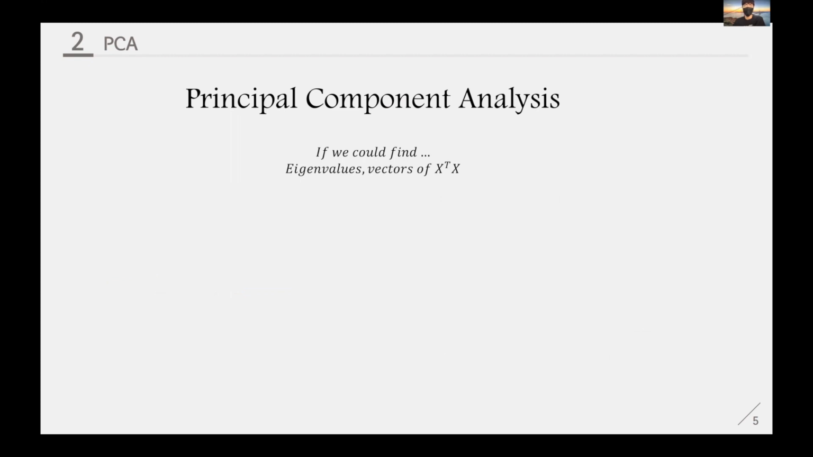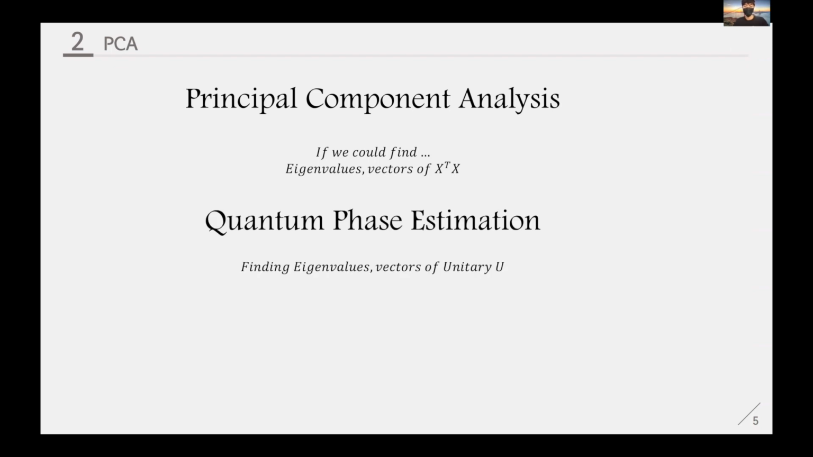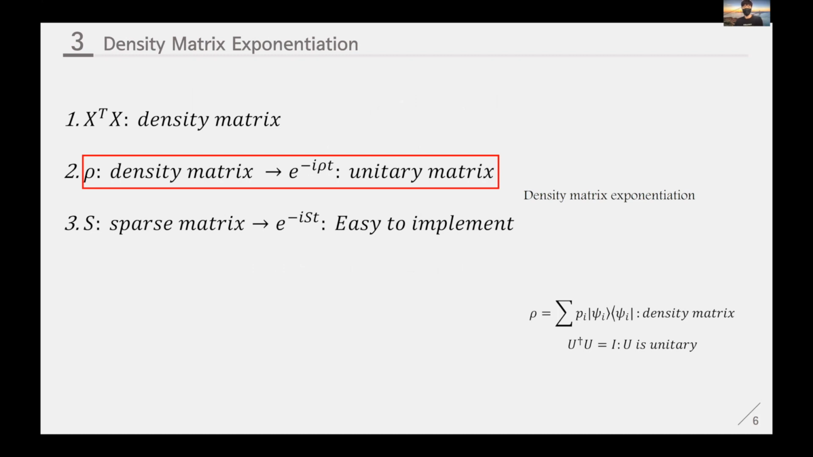So let's think about a quantum algorithm which finds eigenvalues and eigenvectors of a matrix. Most of you will know quantum phase estimation. Quantum phase estimation finds the eigenvalues and eigenvectors of a unitary matrix. So is it done? Can we find the eigenvalues and eigenvectors of X transpose X? Sadly, no, because X transpose X is not unitary. So this paper suggests a way to turn X transpose X into a form that we can use in quantum phase estimation. Since X transpose X is a density matrix, if we exponentiate the density matrix, it will be a unitary matrix.